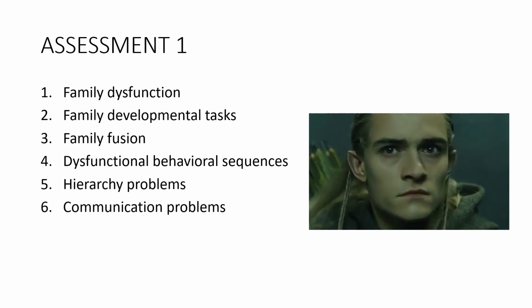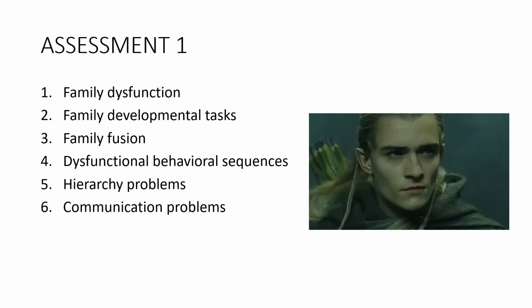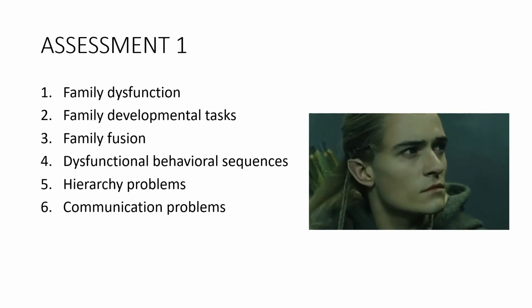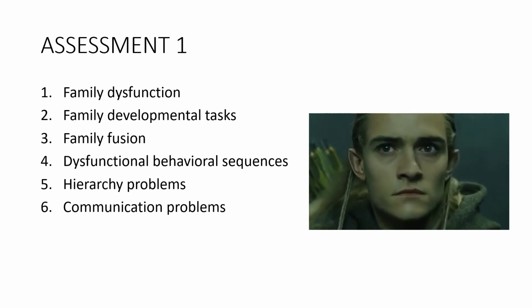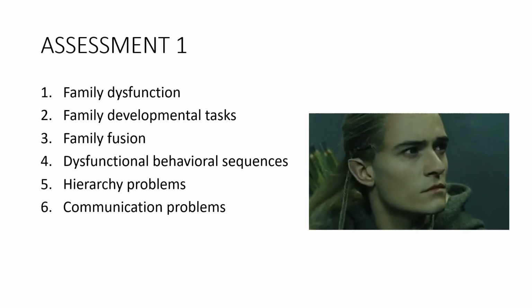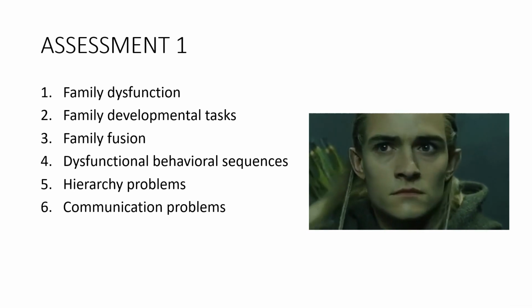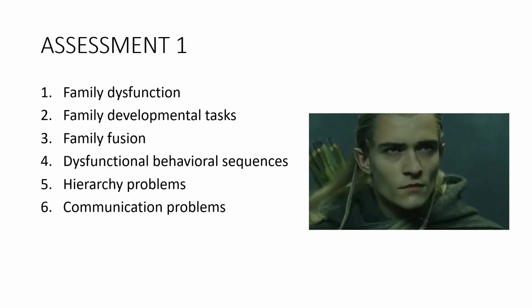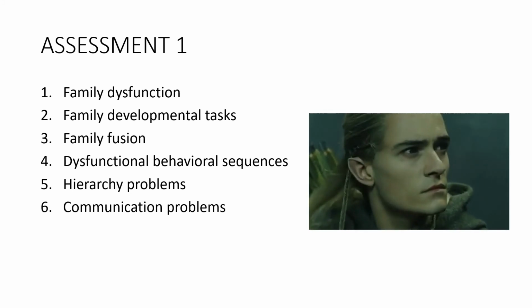Okay, now we're going to talk about assessment, which is basically observing the family and seeing what's going on and understanding it that way. So there are 6 different ones. It is number 1, family dysfunction, 2, family developmental tasks, 3, family fusion, 4, dysfunctional behavioral sequences, 5, hierarchy problems, 6, communication problems. And we're going to now explain all of these in the next couple of slides.